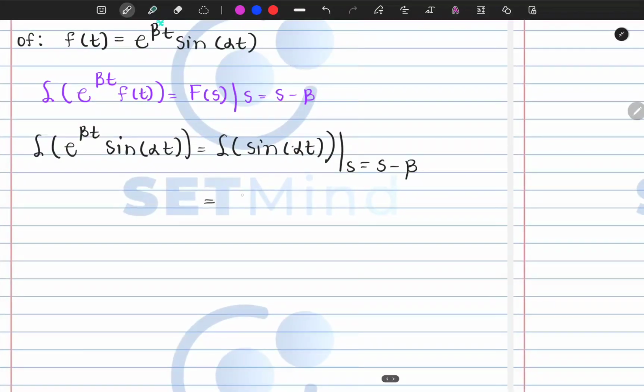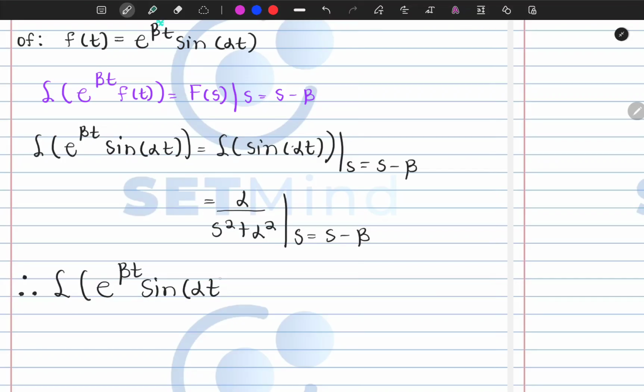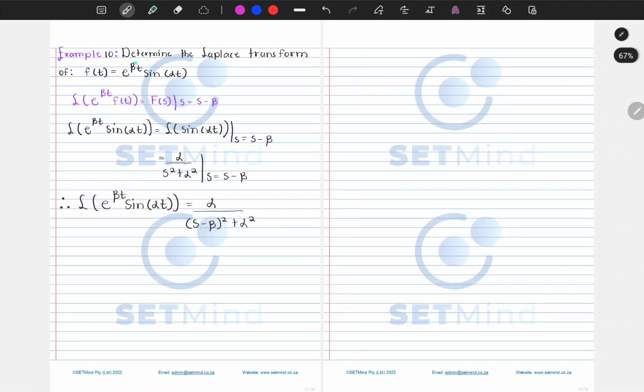So that will be alpha divided by s squared plus alpha squared. Wherever we see s, we're going to replace it with s minus beta. So as you can see, the Laplace transform finally of e to the beta t multiplied by sine of alpha t will be equal to alpha divided by, wherever we see s, we put s minus beta, squared, plus alpha squared, like this. Then let's have a look at example 11 and we conclude the session.